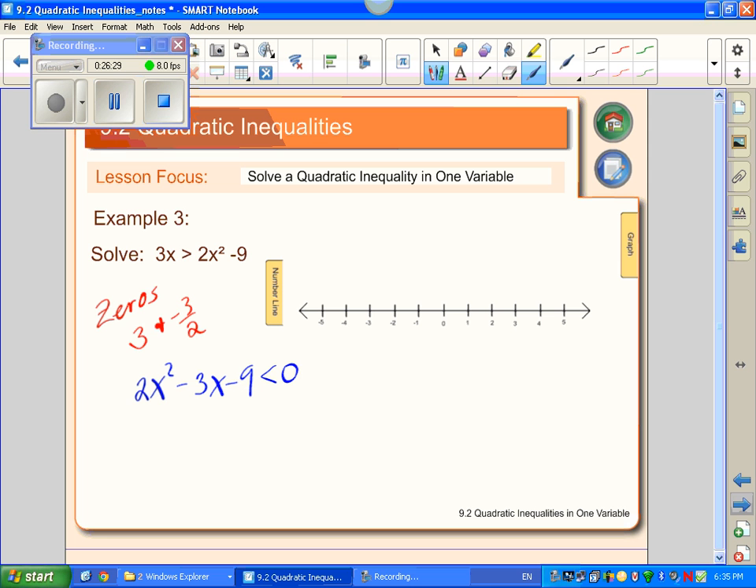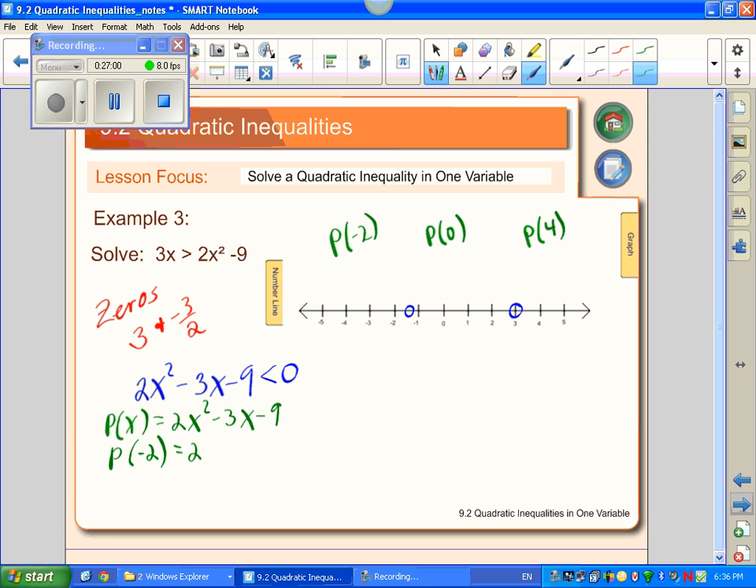And we take these points. We're going to find a value for x in each region. So let's take p of -2, take p of 0, and I'll take p of 4. So my polynomial 2x squared minus 3x minus 9. So p of -2 is giving me 2 times 4 minus 3 times -2 minus 9. So 8 plus 6 minus 9, that's positive.